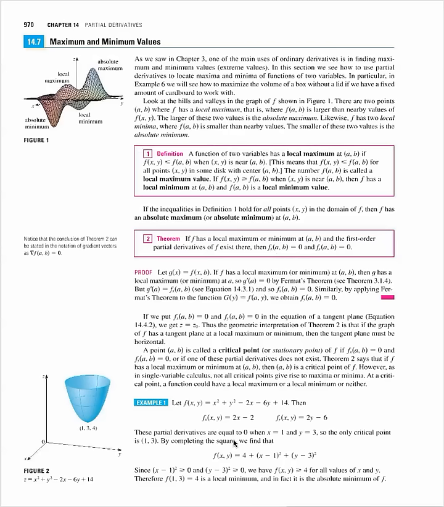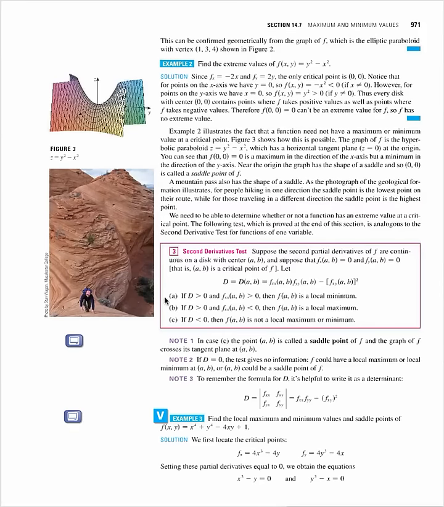Example 1 shows an example of finding critical points, and in fact, using that critical point to find that the function we have is a minimum. Example 2 is another example of finding extreme values.